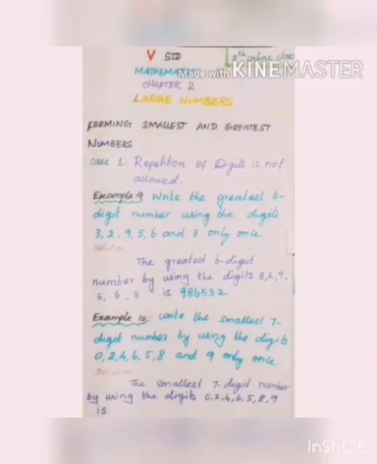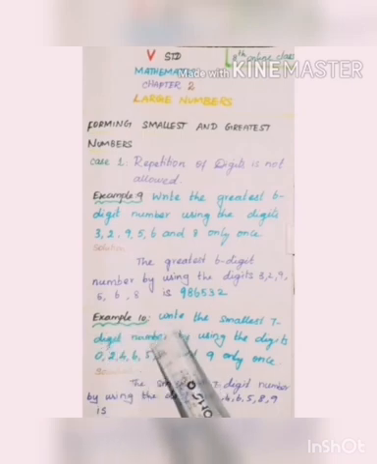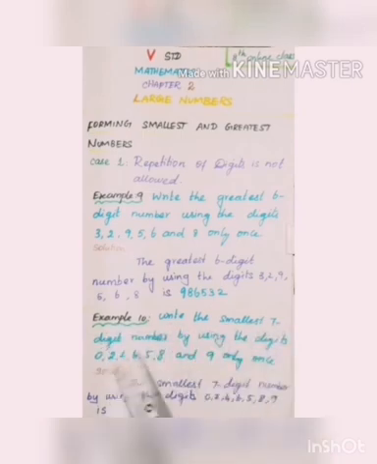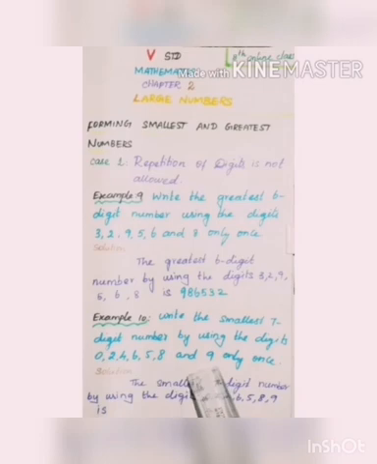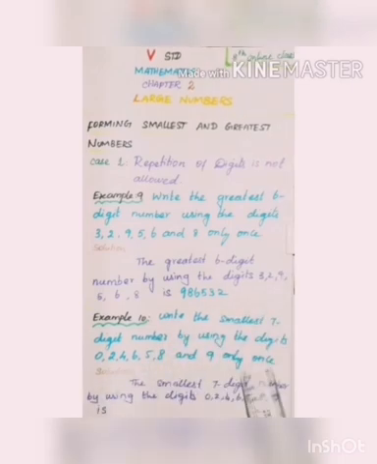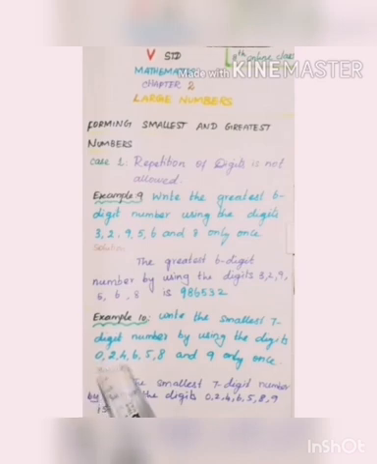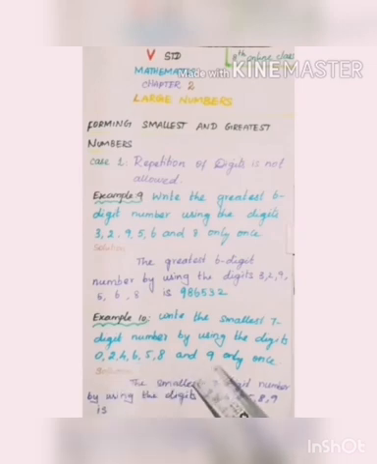Let us see the next problem. Example 10. Write the smallest 7-digit number by using the digits 0, 2, 4, 6, 5, 8 and 9 only once. Only once means you have to use each digit one time only. Okay, you have to form the smallest 7-digit number. Check it: 1, 2, 3, 4, 5, 6, 7. Isn't it? You have 7 digits given.